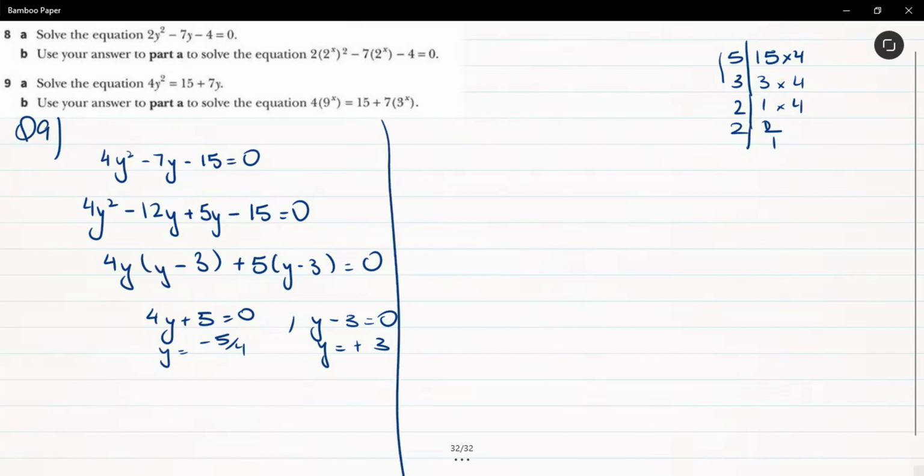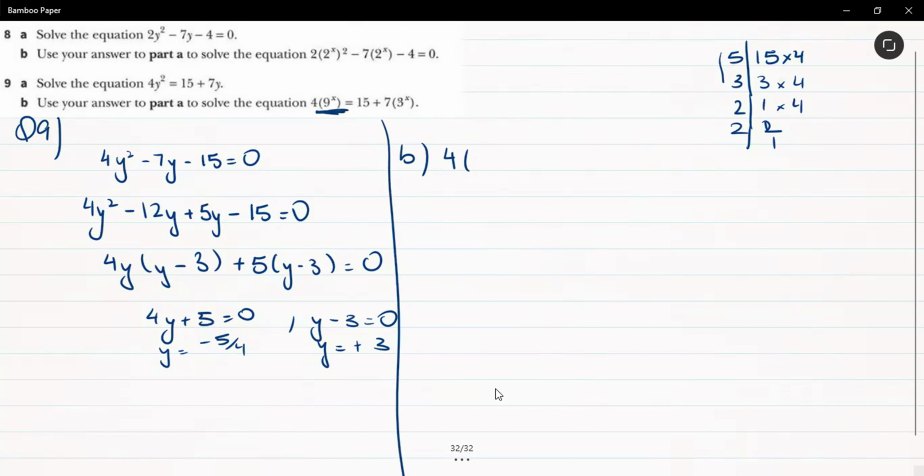Okay, so we are going to follow the same thing for part B, but there's one difference we are going to see here. And that is that we've got a 9 raised to the power x. So basically, it's not much of a big deal.